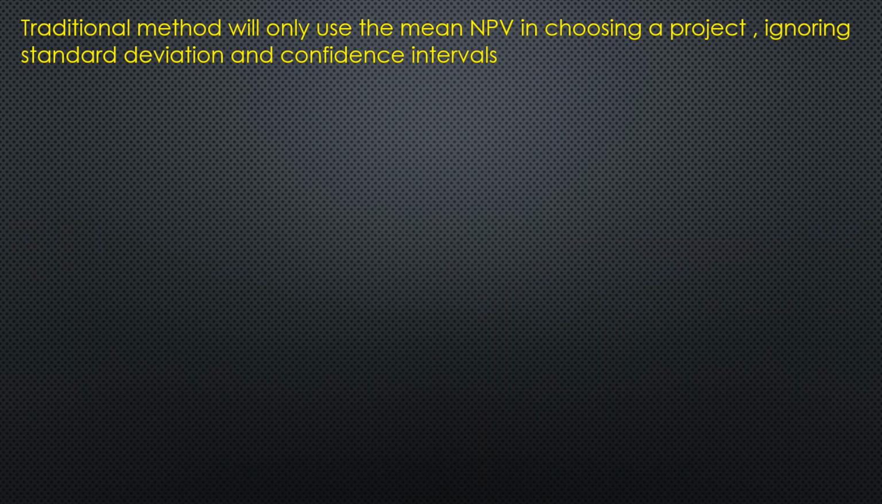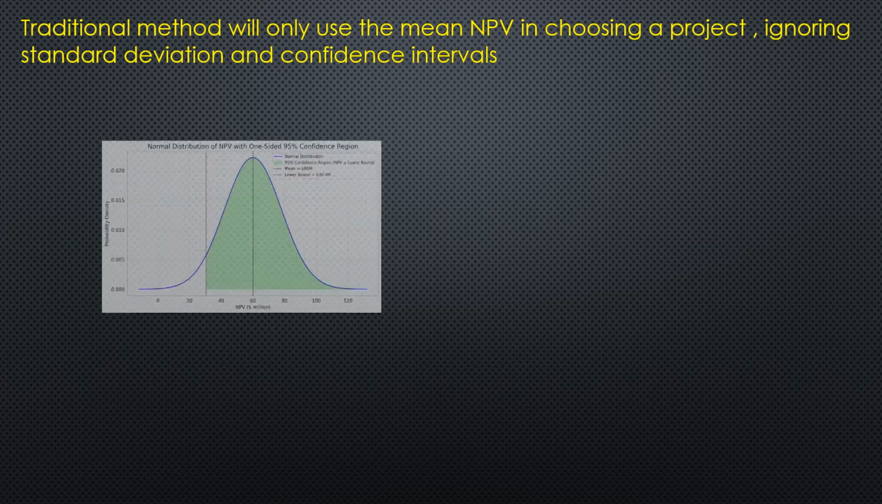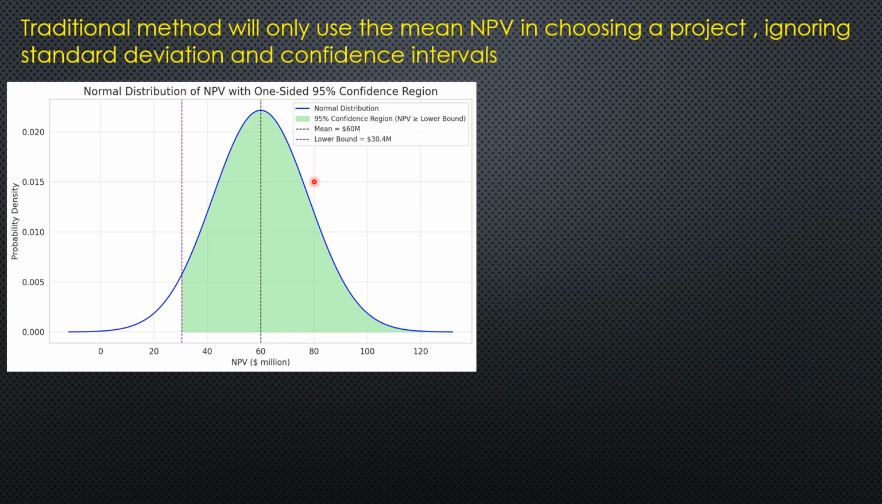Now, the traditional method will only use the mean NPV in choosing a project, ignoring the standard deviation and the confidence intervals. Now, this is a project. This is the normal distribution of NPVs with a mean of 60 million. Now, if the company wants to see what NPV could be achieved with 95% confidence interval, then it has to come to the point where this shaded region starts, because the entire shaded region represents a 95% probability. So this shaded region starts at a lower bound of 30.4. So the company can earn 30.4 million of NPV with 95% confidence interval.